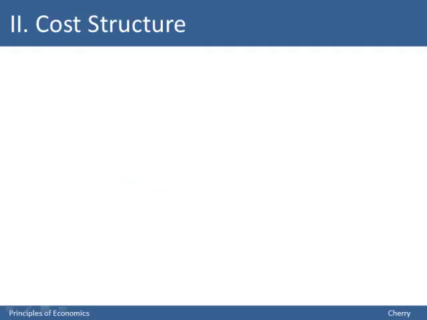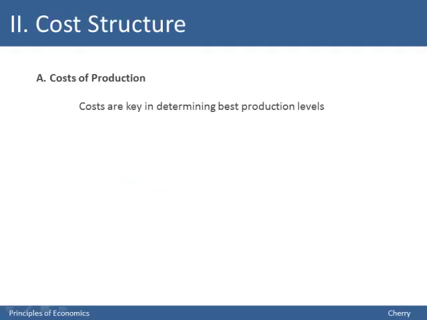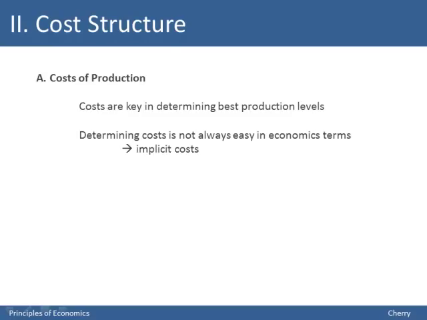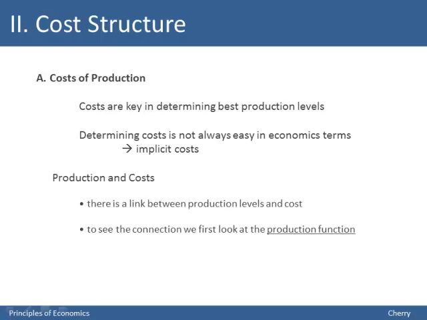So now let's move to the cost structure of a firm. Costs are key in determining the best production level and the cost structure itself. And given that we're interested in implicit cost, determining those costs are not always easy. We start with production and cost levels and identifying that there's a link between production levels and cost. And to see this connection, we're going to first look at the production function.